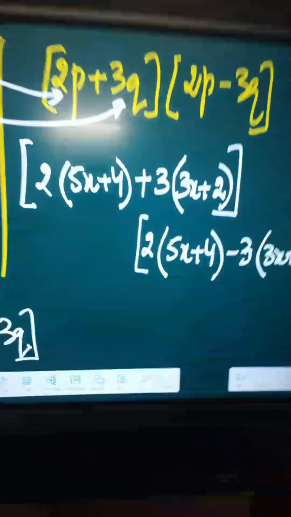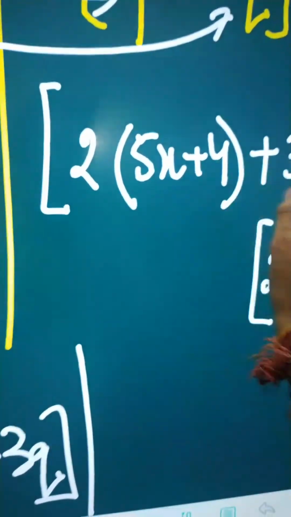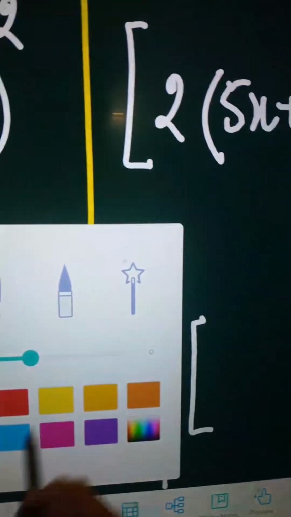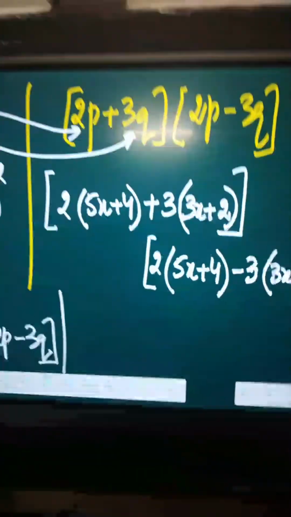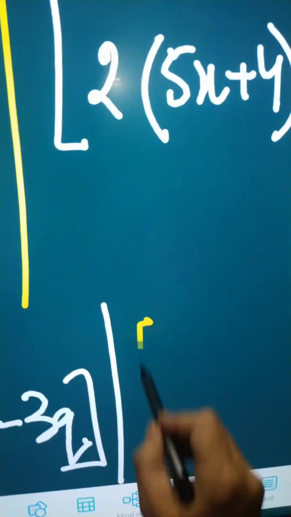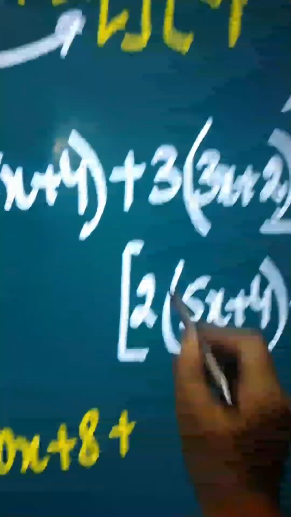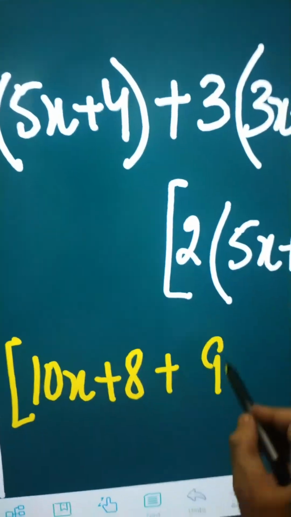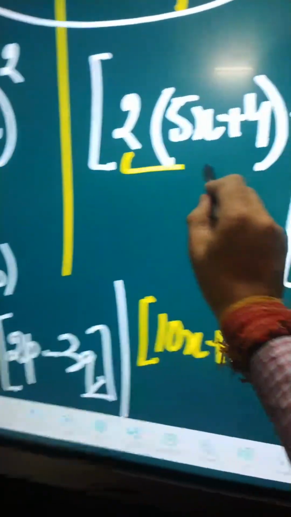So now it will become brackets. This is the answer, but we have to solve it one more step. There is bracket inside bracket. So open the bracket and it will become 10x plus 8 plus. I am multiplying this 2 into 5, 10, 2 into 4, 8, and 3 into 3x, 9x plus 6. This is the answer of this.